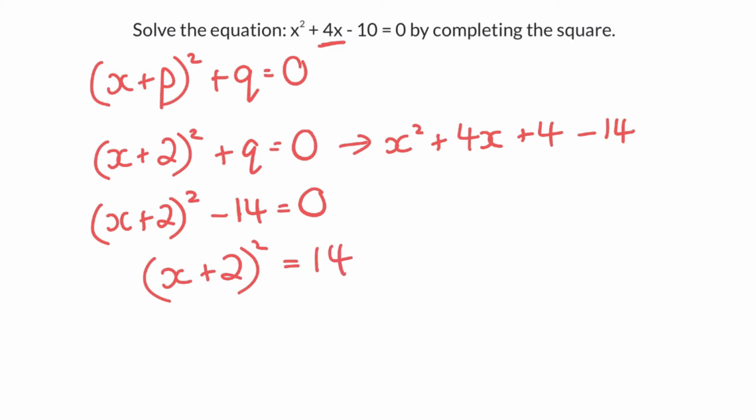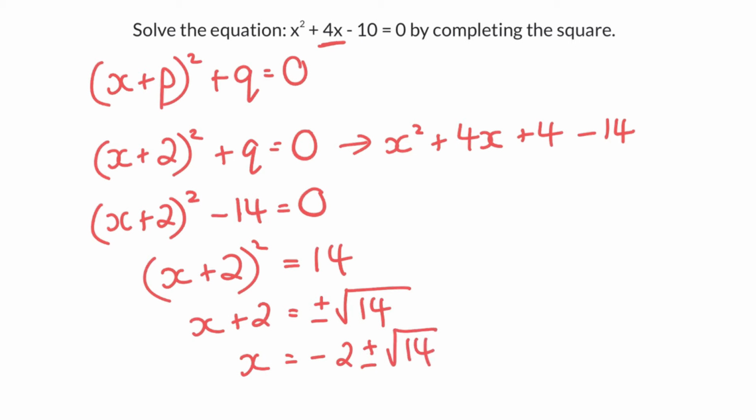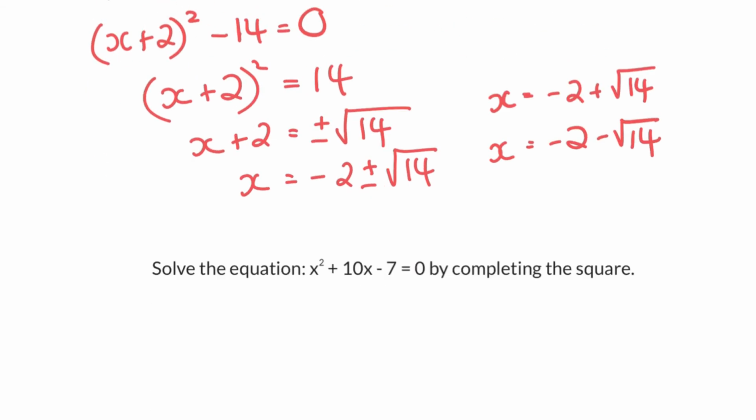We can square root both sides to give us x plus 2 is equal to plus or minus the square root of 14, and we can minus 2 from both sides to give us x is equal to minus 2 plus or minus the square root of 14. So our two answers for x are x equals minus 2 plus the square root of 14 and x equals minus 2 minus the square root of 14.